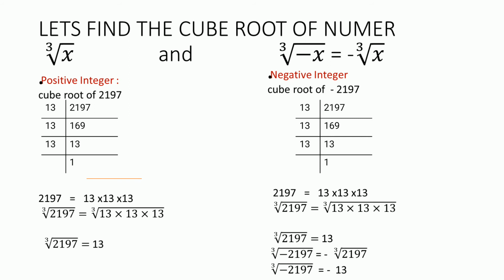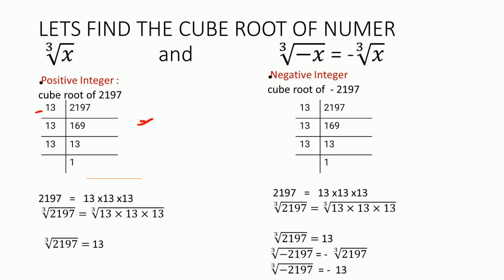Now we will get the method to find the cube root of a number. How to find the cube root of any number, either a positive or a negative integer? I am going to take the same number, one positive integer and the other a negative integer. You will proceed with the same steps. Firstly, you will find prime factors. You know 2197 is divisible only by 13.